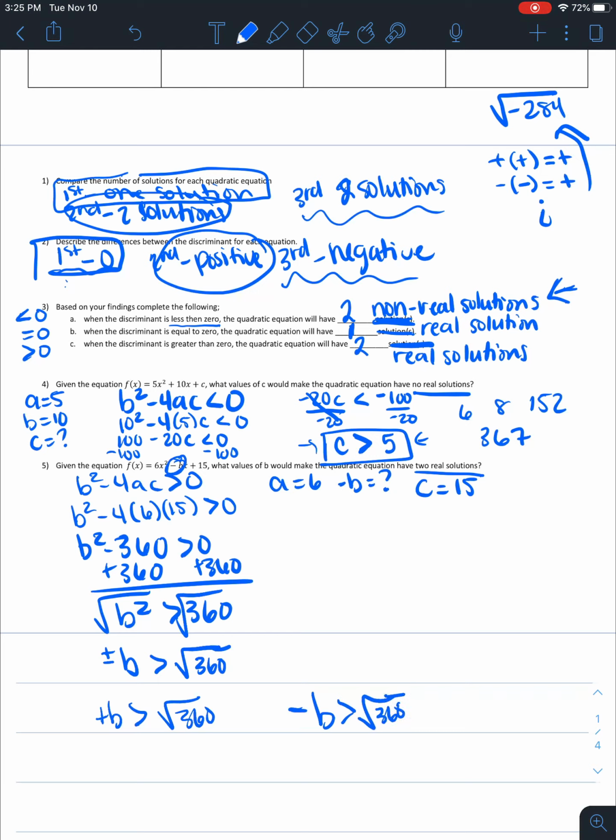I have a negative b value, right? This is negative b. So now I want to get b by itself. I'm going to divide by negative 1, and I have to flip my symbol because I divided by a negative, so b is less than the negative square root of 360. So this is where my solutions would fall, one of these values, okay?